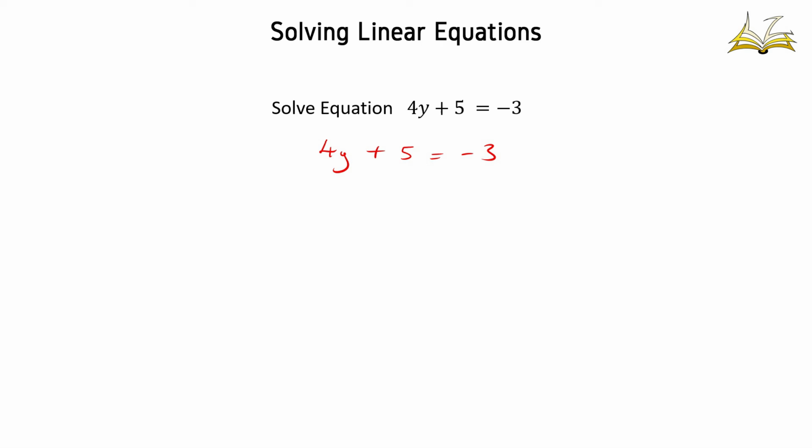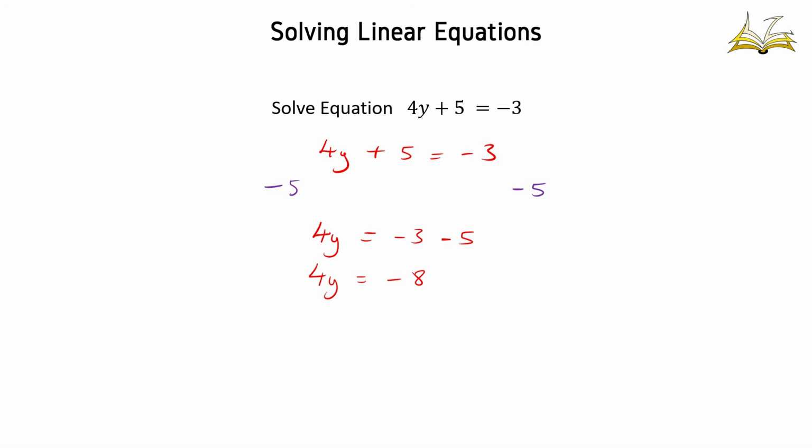Anyway, I will start by moving my plus 5 to the other side, and the opposite of adding a 5 is taking away a 5. So I'll do it on both sides of the equation. We are now left with 4y is equal to minus 3 minus 5. So 4y is equal to minus 8.